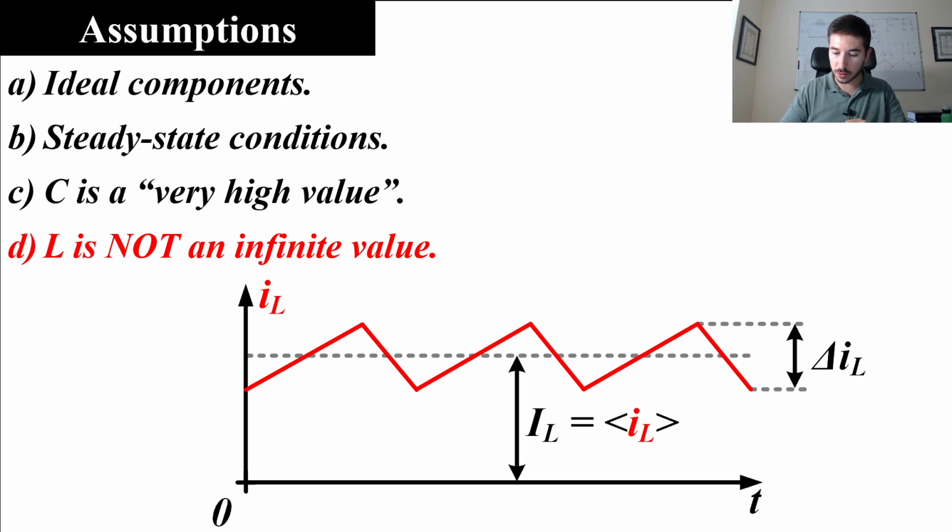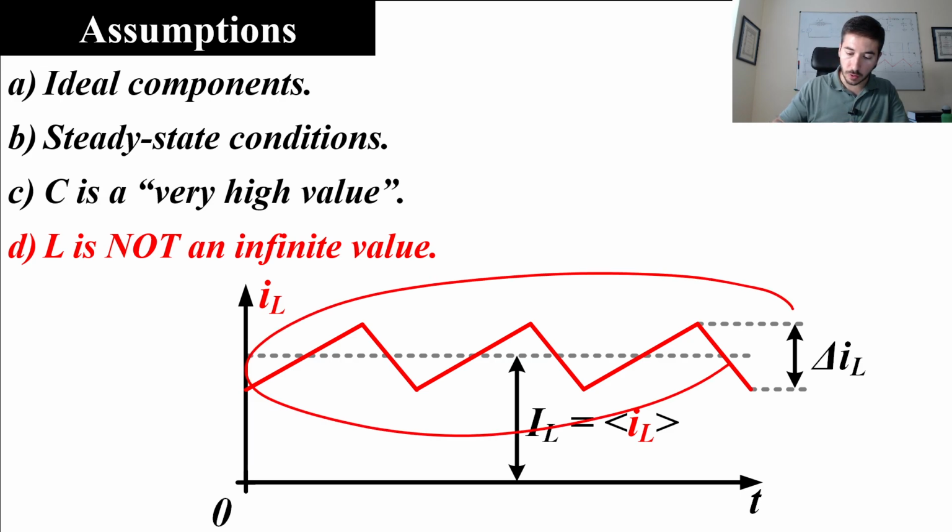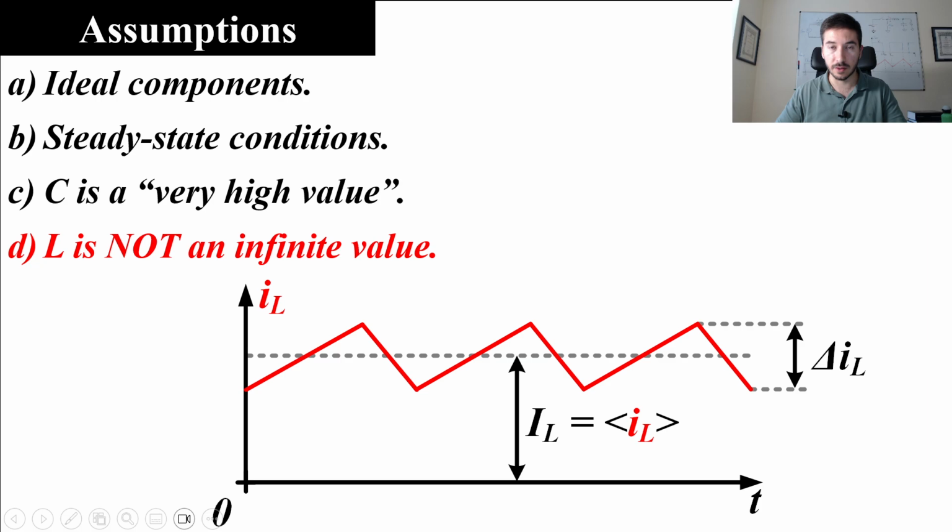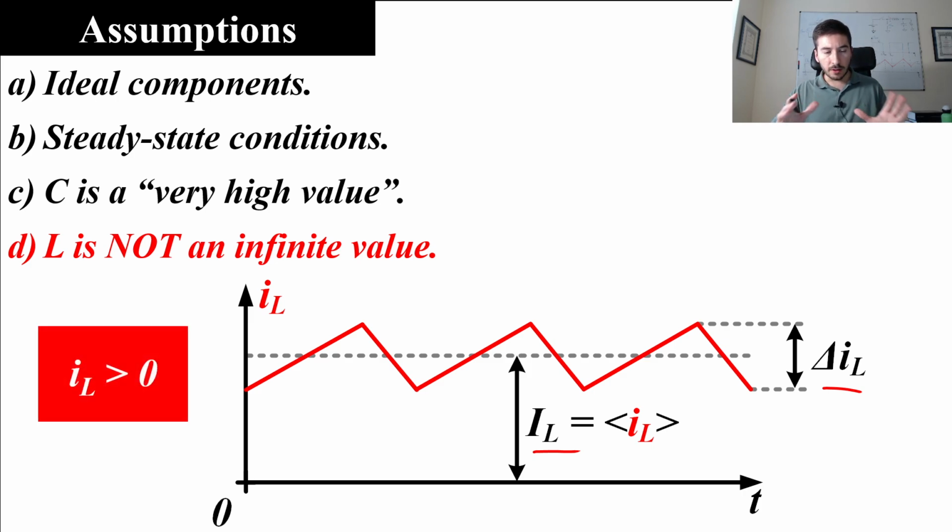In this way, we want to know why we have this kind of current waveform in our inductor. The target is to demonstrate why we have this shape. We want to determine the average value of that current, and we want to determine the peak-to-peak current ripple. The only limitation of our analysis is that we are going to consider that the current through the inductor is always positive. What happens if we reach 0 amps is something that we are going to address in another video.